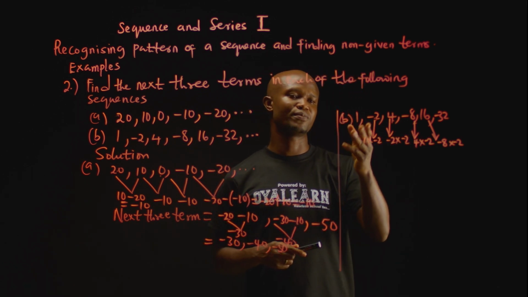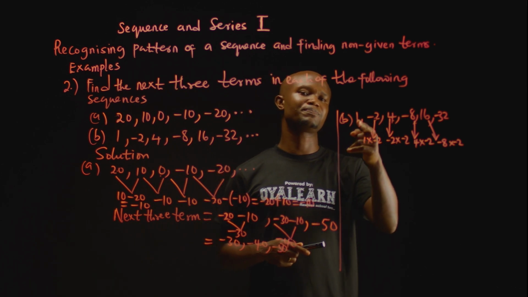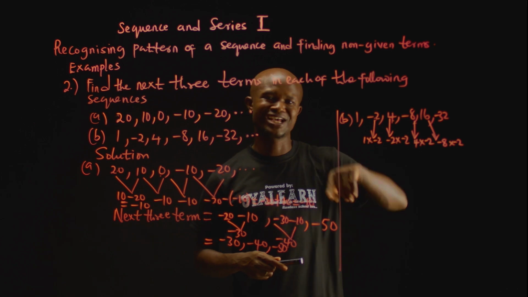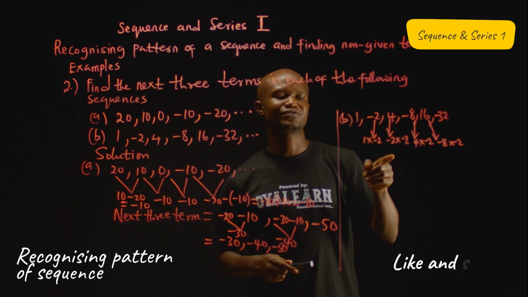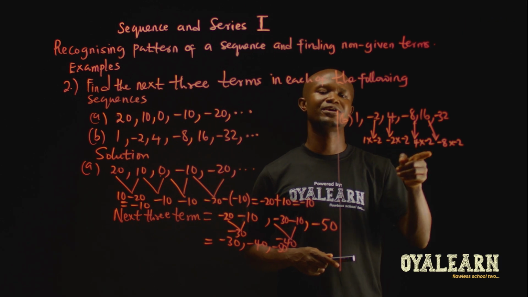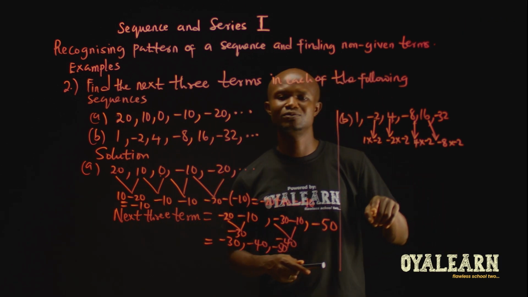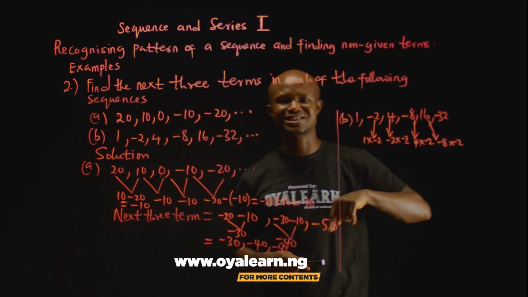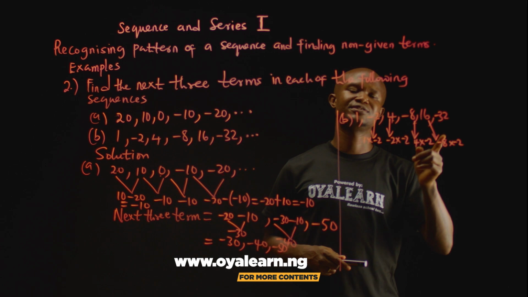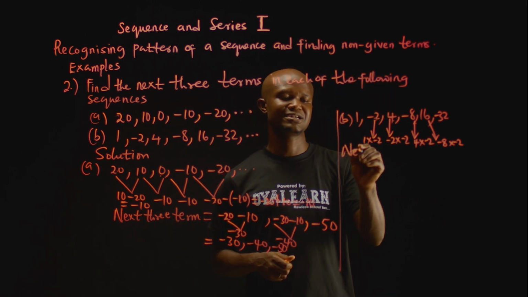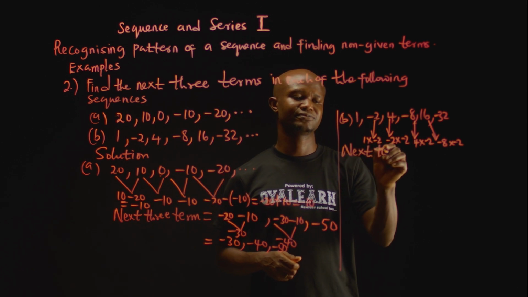So in summary, from here, we can see that if you multiply a particular term with minus 2, you get the next term. If you multiply second term with minus 2, you get third term. If you multiply third term with minus 2, you get the fourth term. If you multiply fourth term with minus 2, you get the fifth term. Now let's get the next three terms.